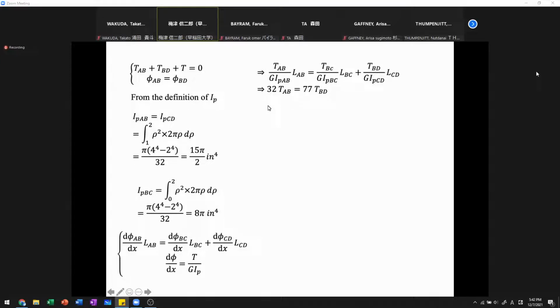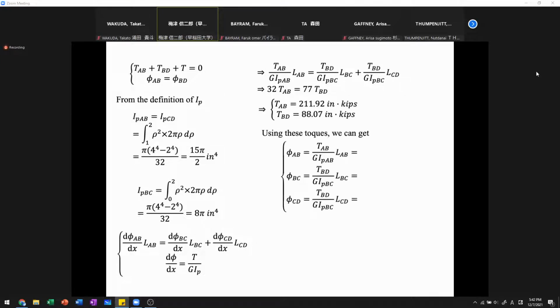From these, you can get the value of TAB and TBD respectively. That is, TAB equals 211.92 inch-kips, and TBD equals 88.07 inch-kips.